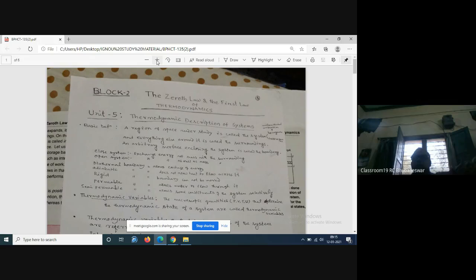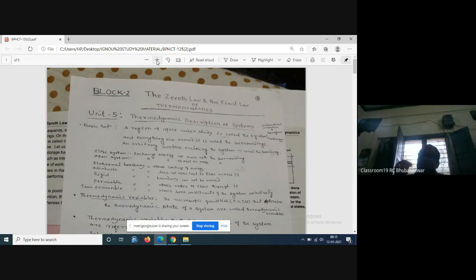Suppose you were learning about a gas which is enclosed in a chamber, right? So your study is only on the gas inside the enclosure. So we may say that the gas is your system, and everything outside this gas is the surroundings.